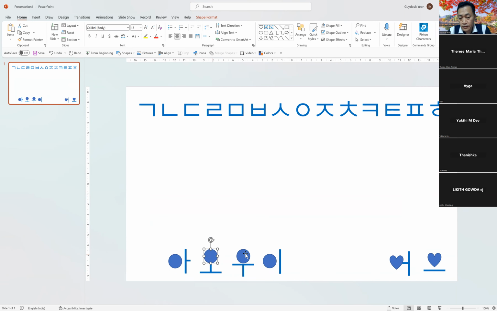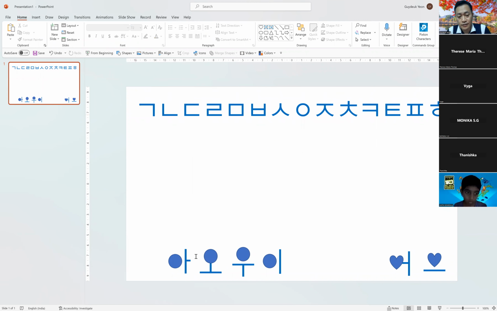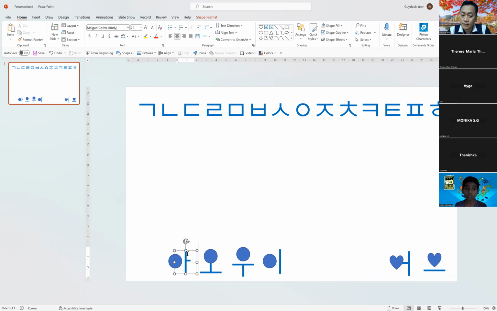The circle. This is the place where you can put the consonants. How do you call this one? Vowels or consonant? Consonants. So all these consonants will come to this place. So then let's practice together as you already practiced.